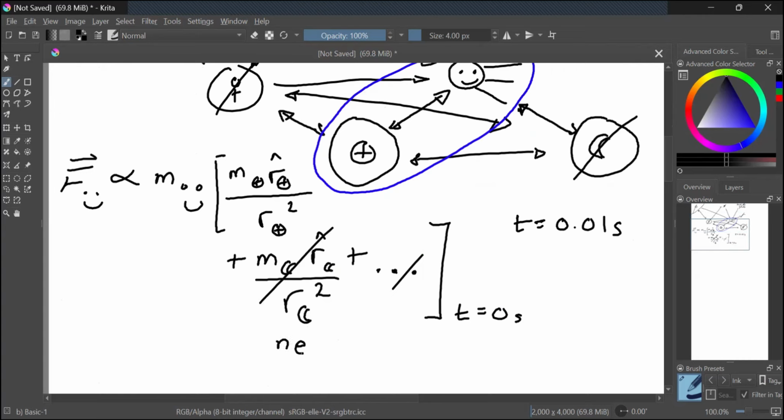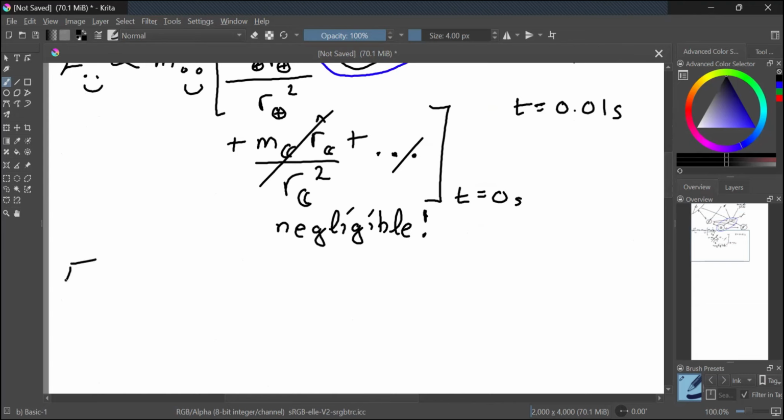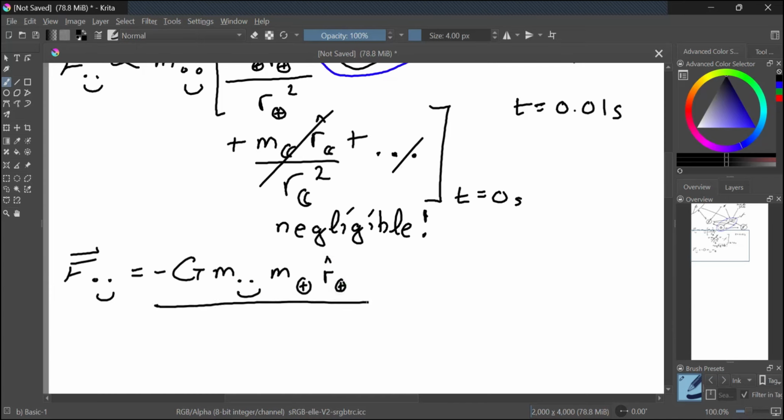These are all negligible, which means that we get to ignore that for now. So really, our force equation, going back to this, is, and I'm going to make it equal to as opposed to proportional to, equal to the gravitational constant times the mass of our satellite times the mass of the Earth, because again, we only really care about the Earth's impact, in the direction of the Earth, and it is divided by the magnitude of the distance squared.